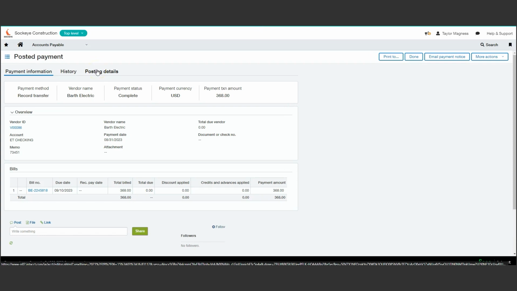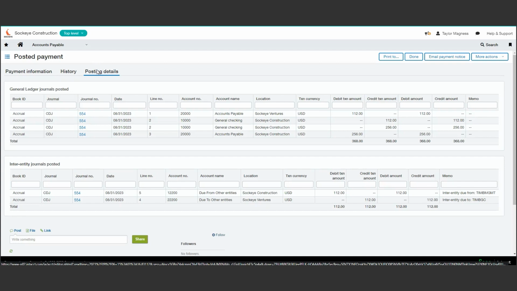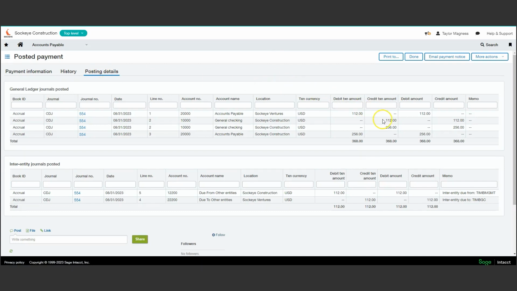If I come into the posting details of this payment, we'll see our debits removing our liability from both the construction and ventures entities, and our credits of cash coming out of the construction entity cash account. Alone, these entries would cause our debits and credits to be out of balance at the entity level.